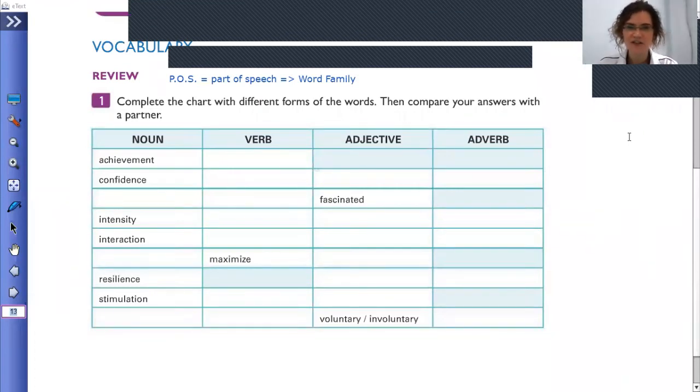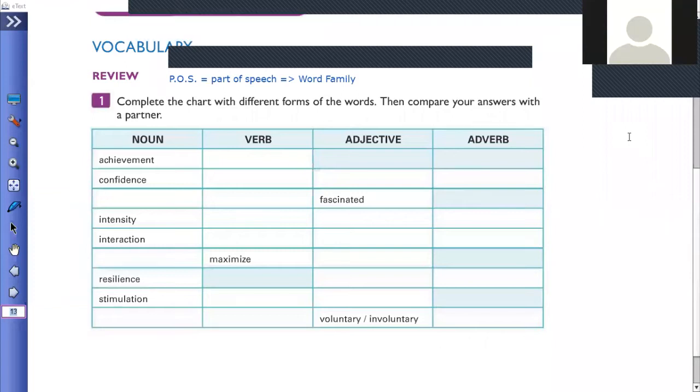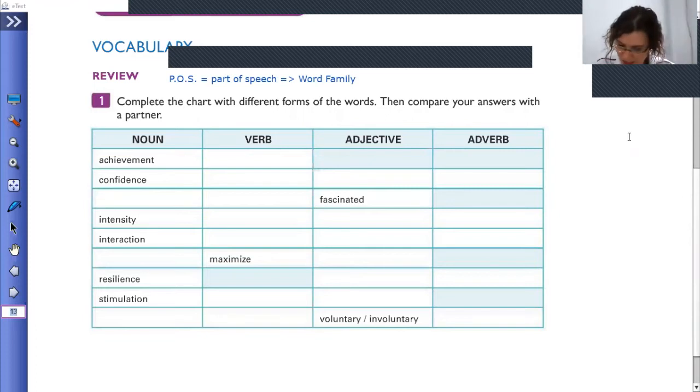Okay, now we're going to look at this. Who would like to start out? Achievement, noun. A lot of nouns have ment in them or ion. A lot of adverbs have ly, and a lot of adjectives have able in them as well, or ed. Megan, would you like to start with achievement? Can you tell me what the verb is? Achieve. Awesome. Can you type that in?